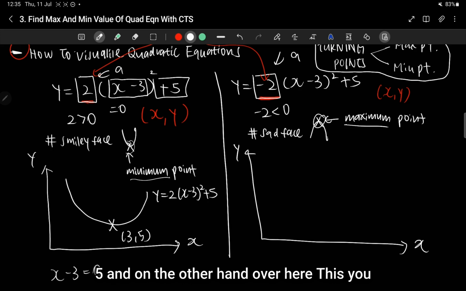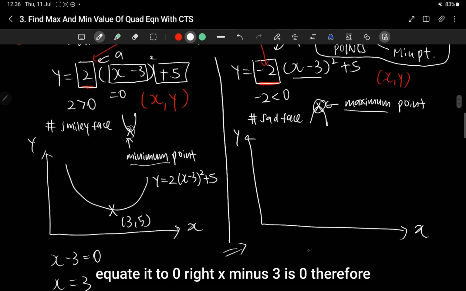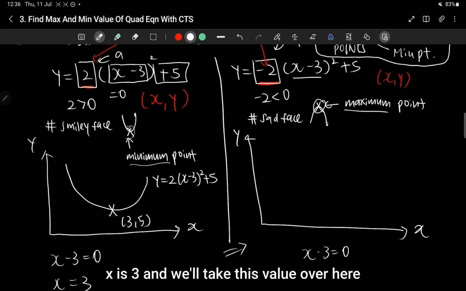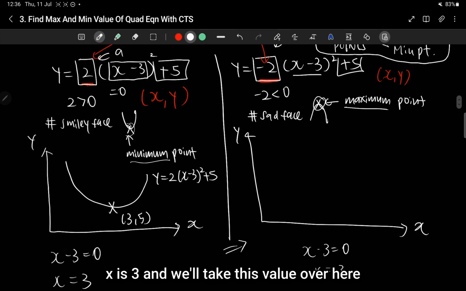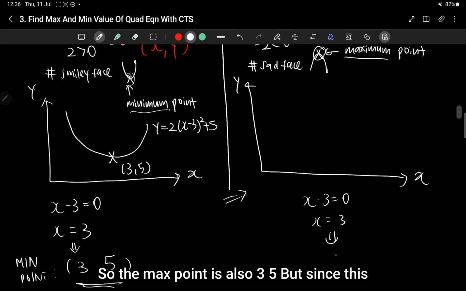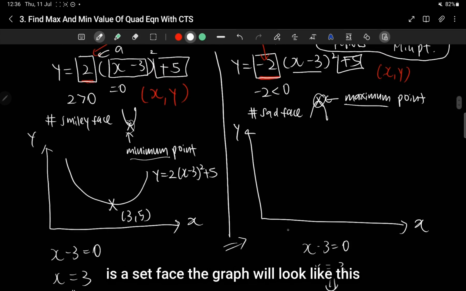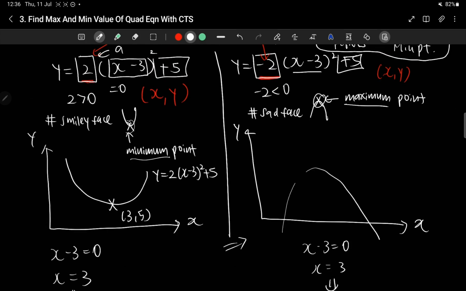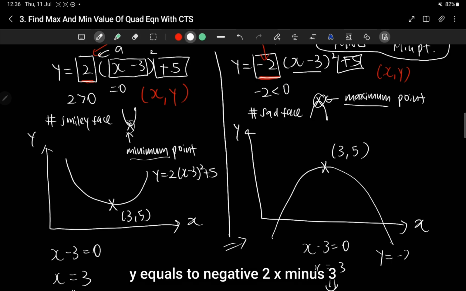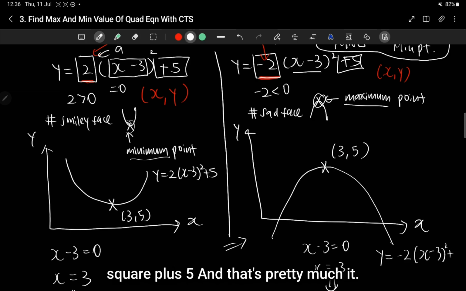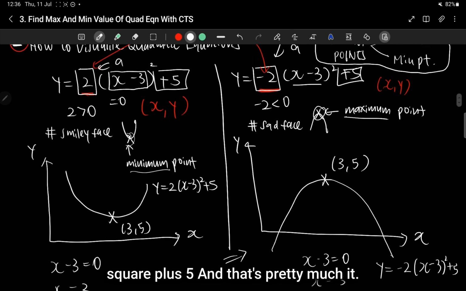And on the other hand, over here, this we will equate to 0, right? x minus 3 is 0, therefore x is 3. And we'll take this value over here, so the max point is also (3, 5). But since this is a sad face, the graph will look like this. y equals negative 2(x minus 3) squared plus 5. And that's pretty much it.